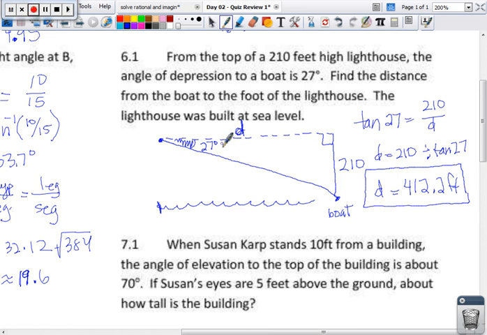All angles of depression are drawn in the sky. The triangle is made in the sky. So whenever you're finding the angle of depression, make sure you're drawing the triangle in the sky, and your angle goes up here in the sky. Everything is floating in the sky.